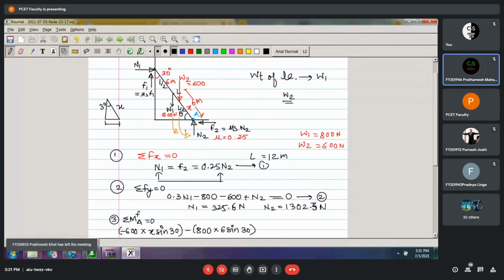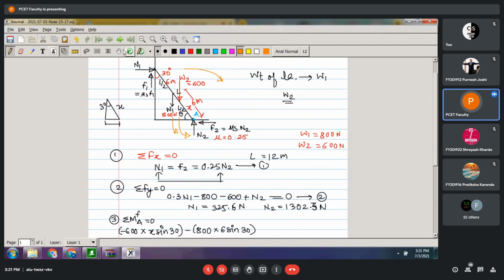Now your N1 is moving in the rightward direction. So about point A, it will try to create a clockwise rotational effect, so it must be with a plus sign. The value of N1 I will directly put, 325.6, multiplied by the perpendicular distance, which is 12 cos 30.